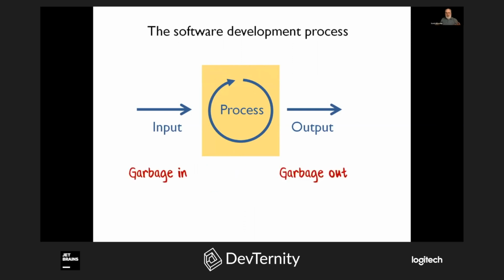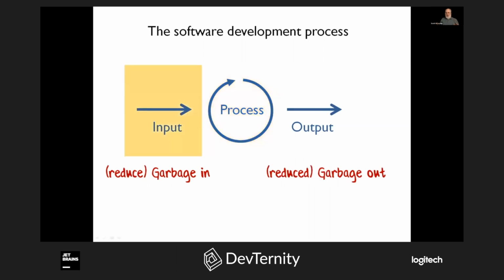But you've probably heard of this expression, garbage in, garbage out. If you have a bad input, you will have a bad output. Even if you have the best programming language in the world and the best testing in the world and the best text editor in the world, you'll still have a bad output if you have bad input. So how can you reduce the garbage coming in? If you can reduce the garbage coming in, you will have a better output, a better chance of success, right?